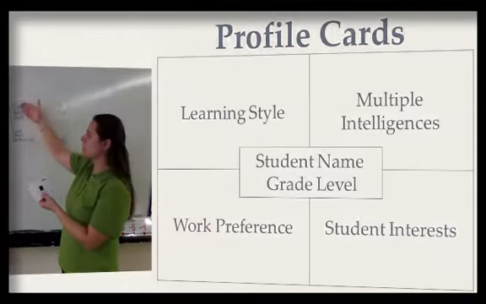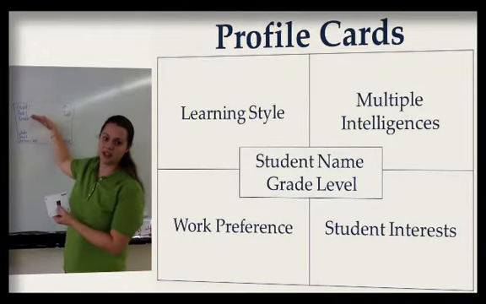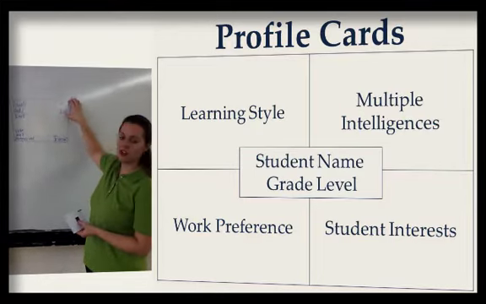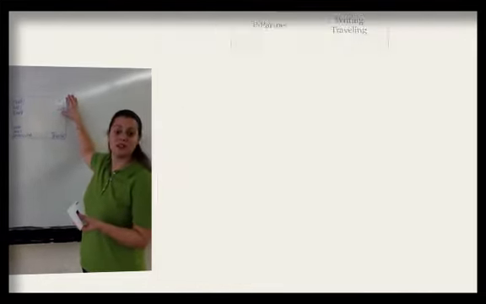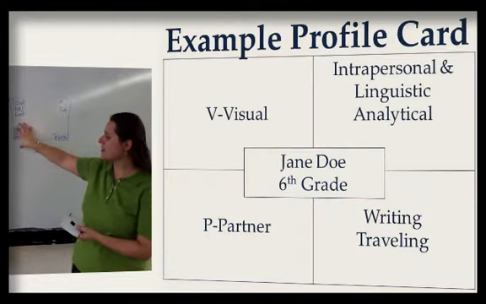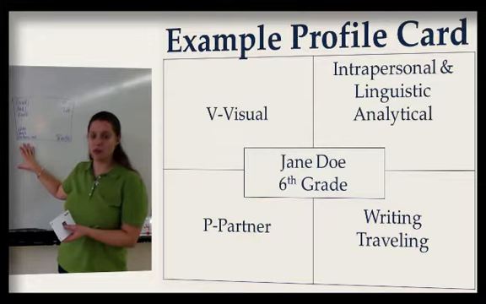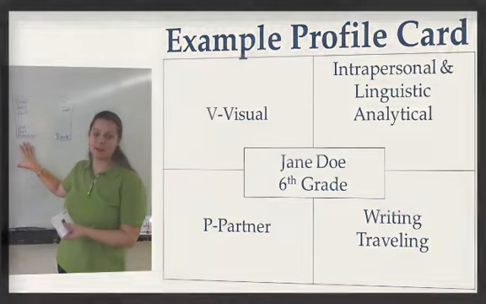In the left-hand corner, I put whether they were visual, auditory, or kinesthetic. In the upper right-hand corner, I selected whichever multiple intelligences they were. And in the bottom left-hand corner, I wrote down whether they preferred working in whole group, small group, partners, or independently.